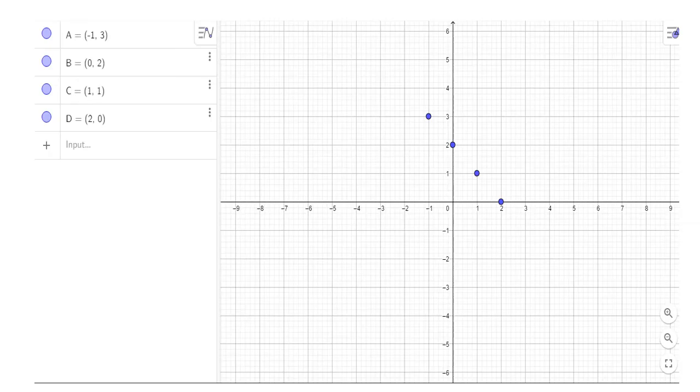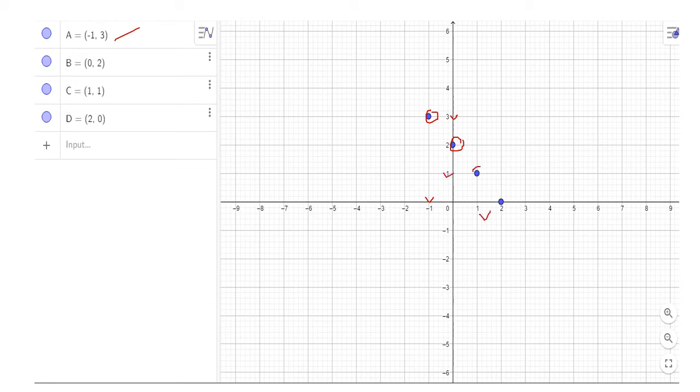So how do I look at these 4 points? The first point was -1 comma 3. So where is -1? -1 is the x coordinate. So I look for x coordinate -1, and 3 is the y coordinate. So where does this point lie? It is this point. Then 0 comma 2. So x coordinate is 0, but y coordinate is 2. So this is our next point. Similarly, 1 comma 1. So 1 and 1.